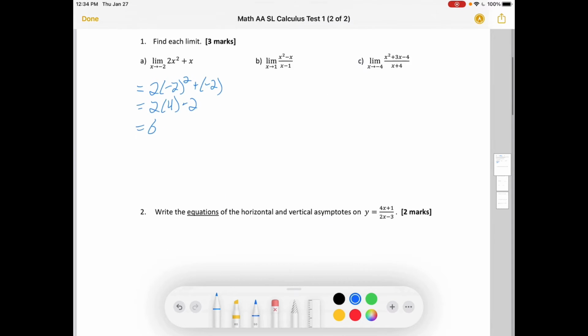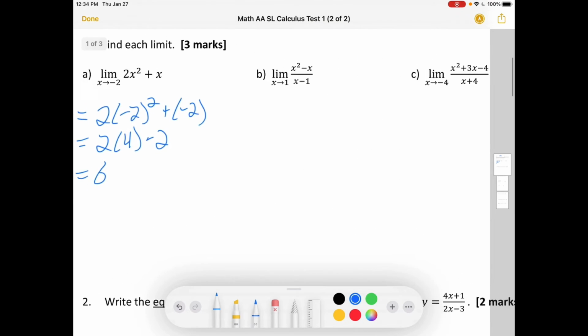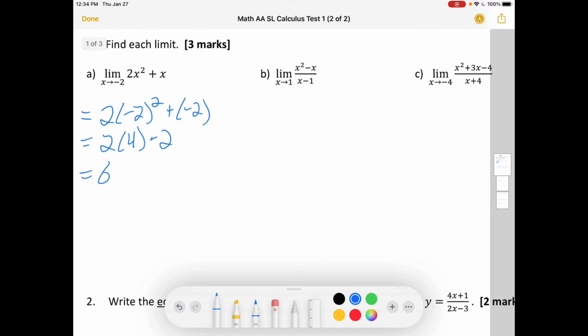There we go. Next one, we want to find the limit as x goes to 1. If I put in 1 here, I'm going to get 0 over 0, which tells me I should try something else. So I'm going to factorize the top. I'll get the limit as x goes to 1 of x times (x minus 1) all over x minus 1. Those x minus 1s will divide out, and so I'll have the limit as x goes to 1 of x, which is just 1.